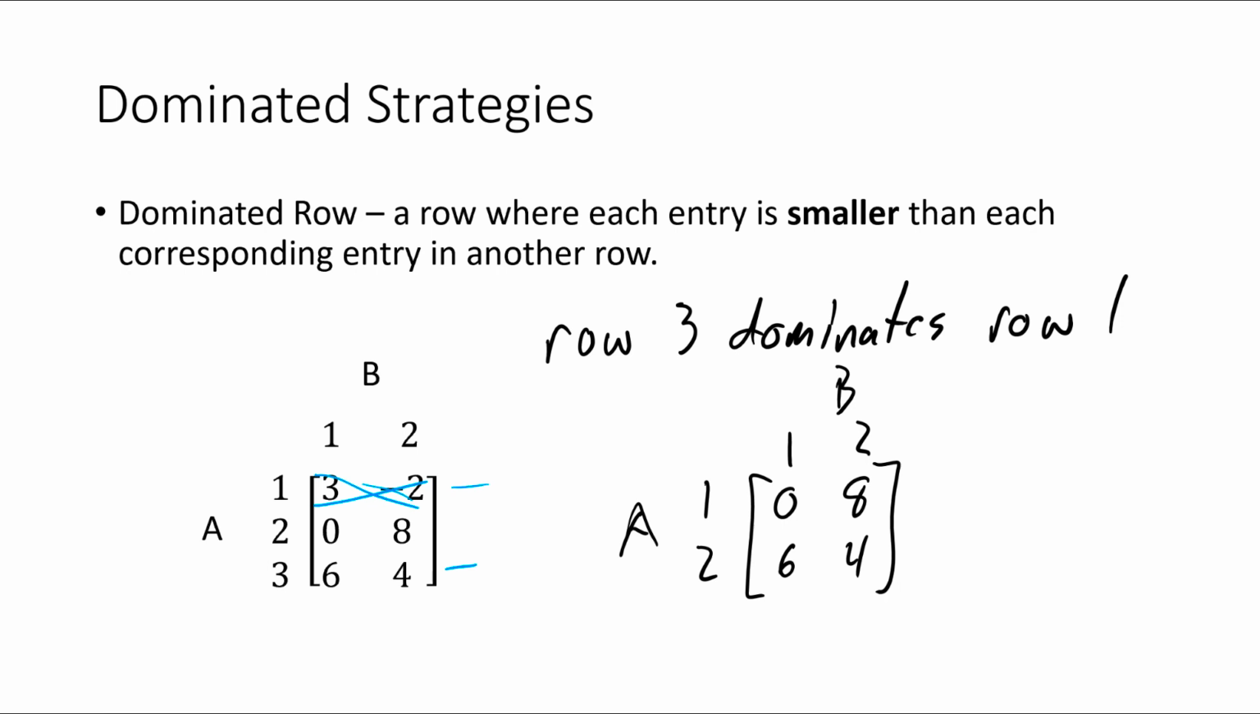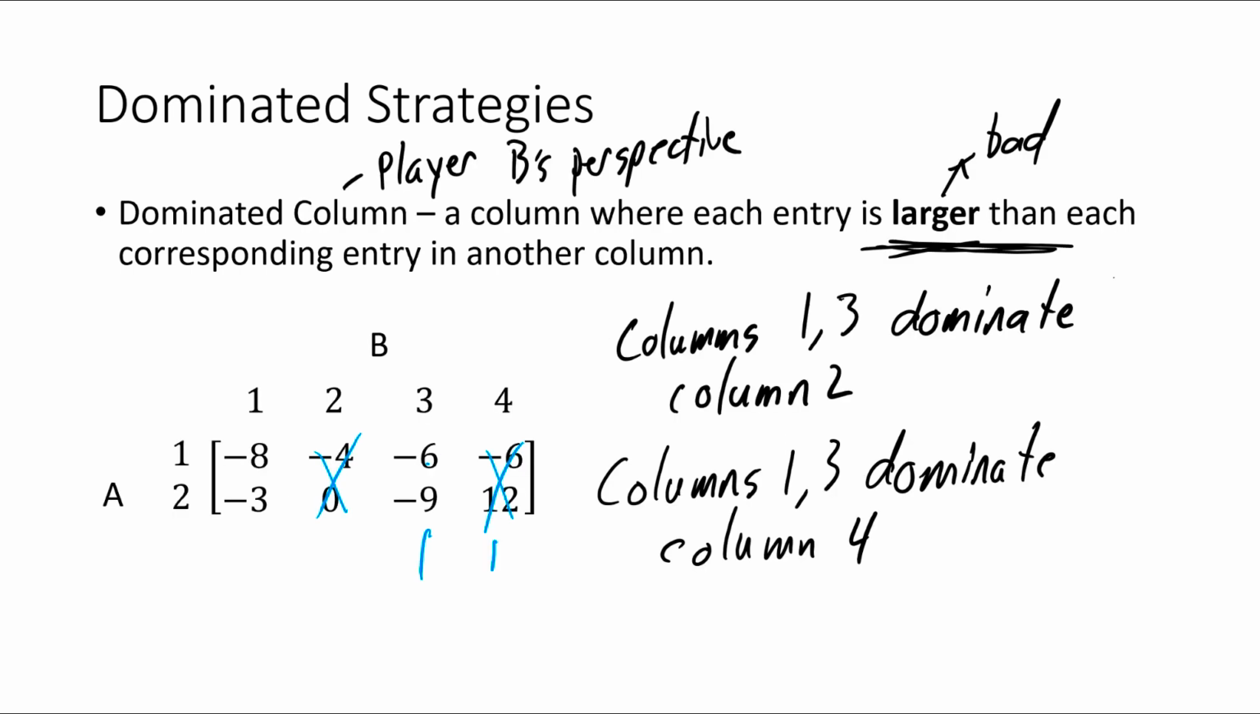Dominated rows are rows where each entry is smaller than the corresponding entry in another row. So the larger rows dominate the smaller rows. And for dominated columns, a dominated column is one where each entry is larger than each corresponding entry in another column. So smaller columns dominate larger columns because we're looking from player B's perspective.